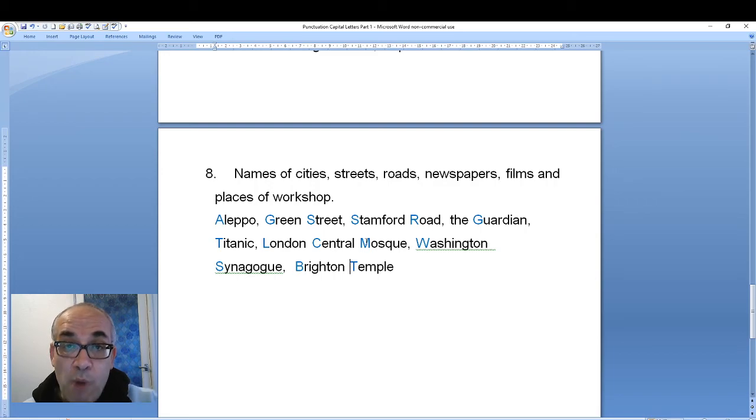If you say this is a mosque, mosque is a small letter, but when it is the name of a mosque, it is a capital letter. The same, if you say this is a temple, temple is a small letter, but if it is the name of a temple, you write Temple in capital letters.